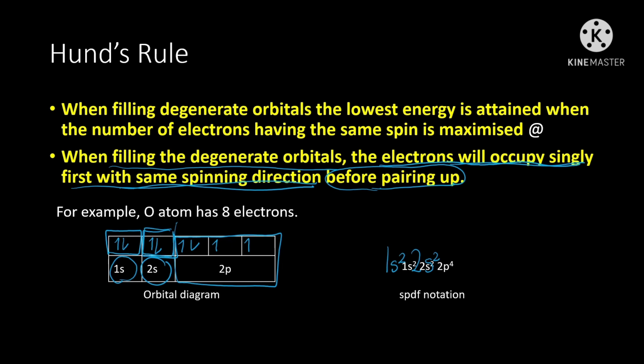And in the 2p subshell, there are a total of 4 electrons, so we write 2p4. And the superscript 4 represents the total 4 electrons in the 2p subshell of oxygen.